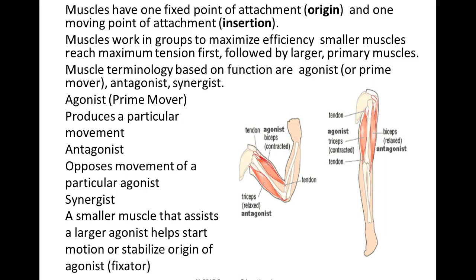But so you have the prime mover and then the muscle that's going to oppose the prime mover. You also have muscles that are going to help or facilitate the movement. So the prime mover, the agonist, is going to produce the particular movement. So in the prime mover, the insertion is going to move toward the origin. And what we have here in the first picture is the bicep contracting. The bicep is the prime mover. Bicep, it has two heads on the upper arm.